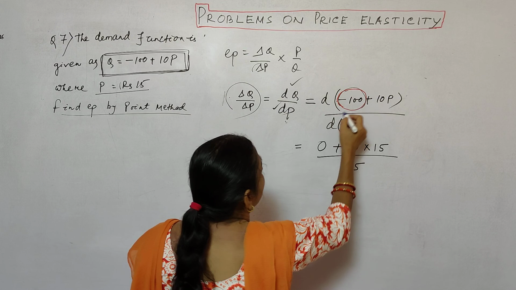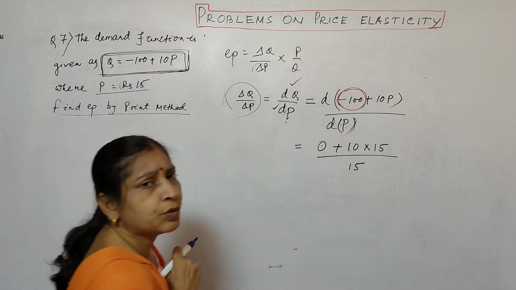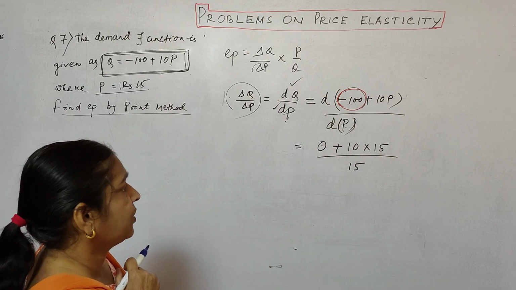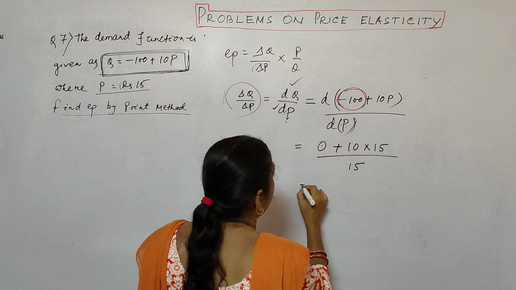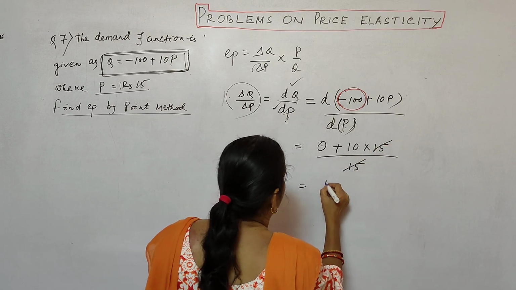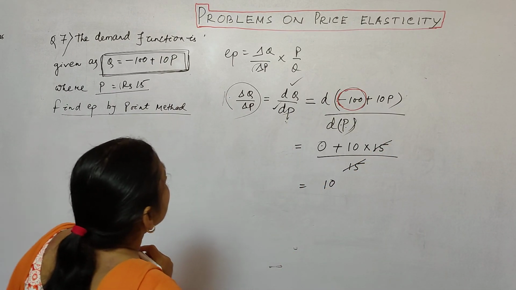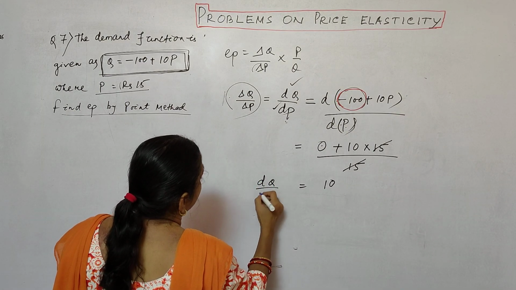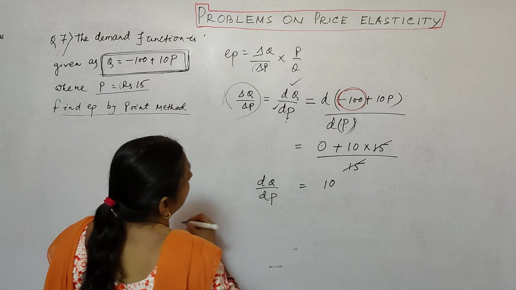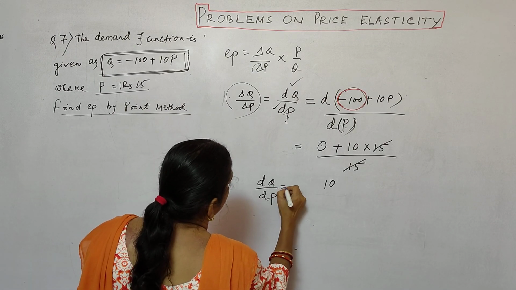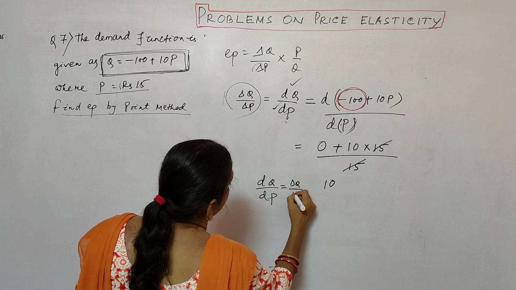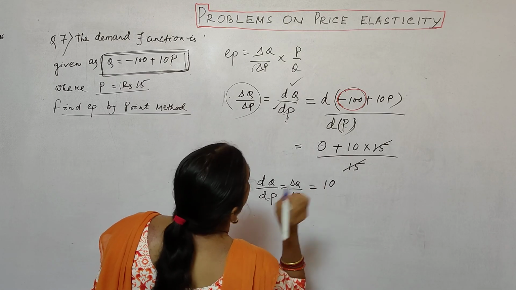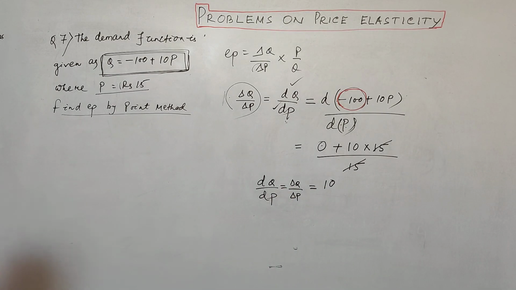Only this is constant, so we have put 0 against the constant number. So it comes to 10. What is 10? dQ by dP. This is our delta Q by delta P. Delta Q by delta P is our 10.